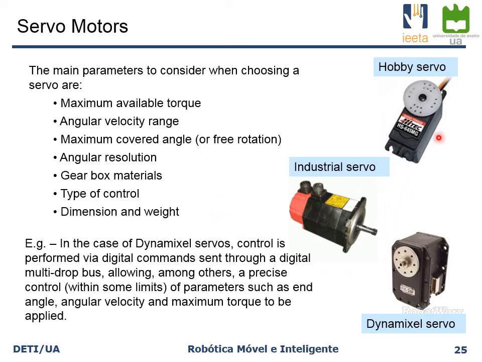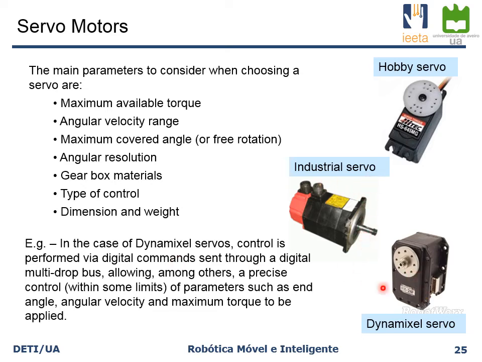Here you can see, for instance, a high-tech, very low-cost hobby servo. Down there you can see a much more expensive servo for small dimension robotic applications, a Dynamixel servo. This, for instance, can be used to control a mobile arm in a robot, and also there are very different instances of larger and much heavier industrial servos for very large applications.